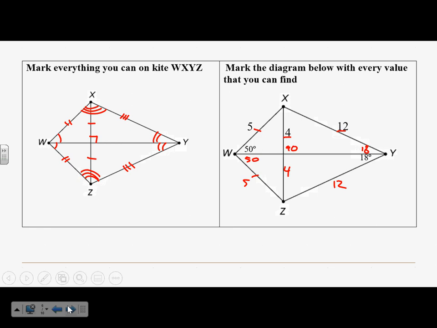Now, I will tell you there's a lot of other things you can find with this. Never mind. I was going to say using the Pythagorean theorem, which we'll talk about a little bit later. If you use trigonometry, there are some other things you can find.